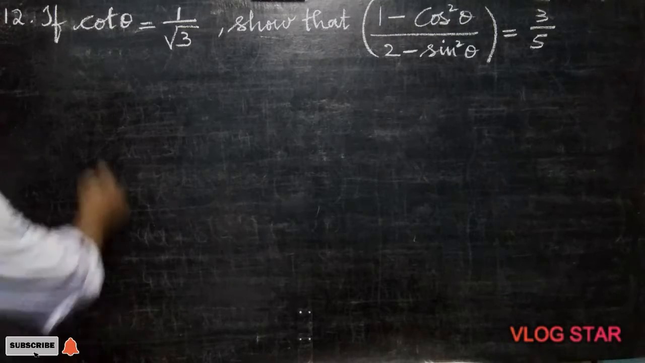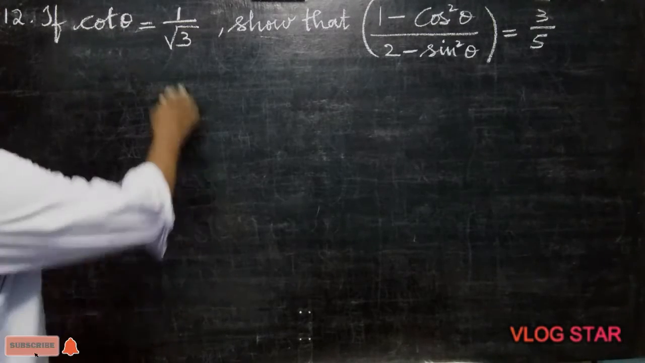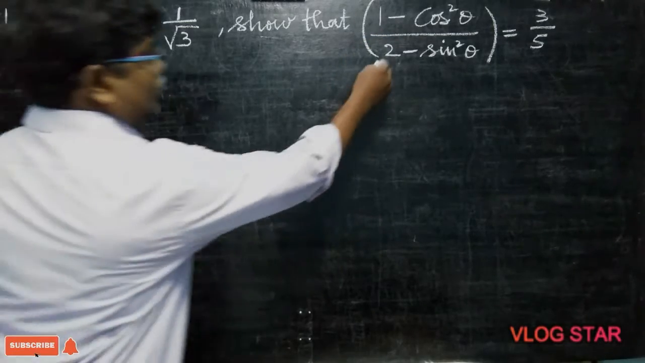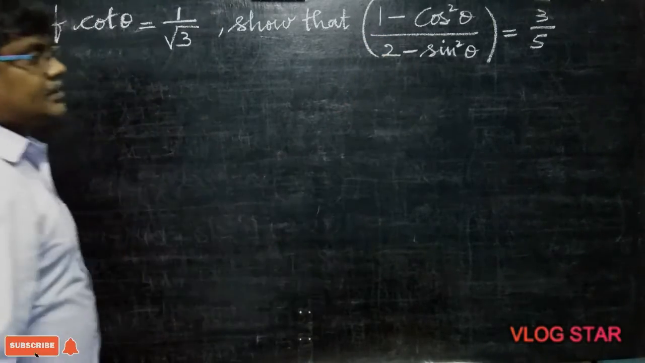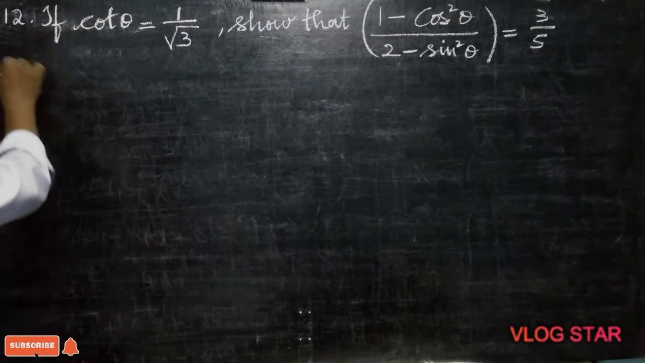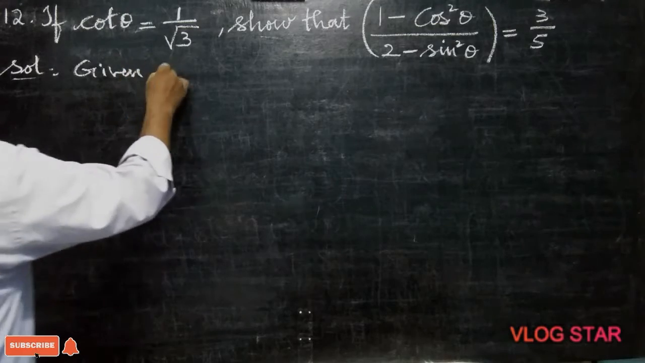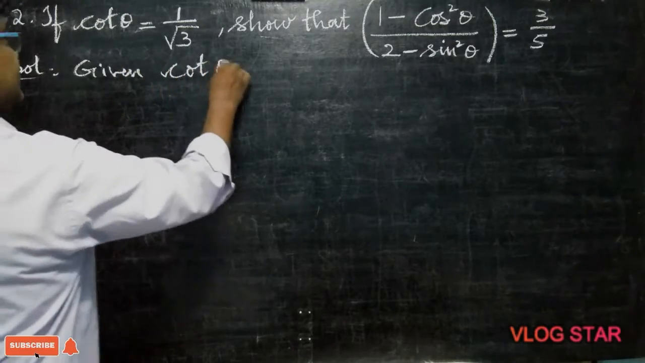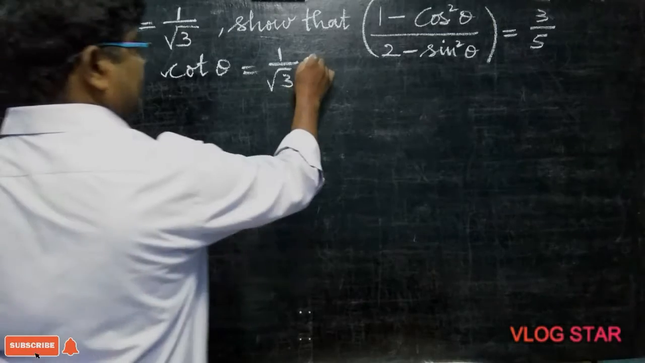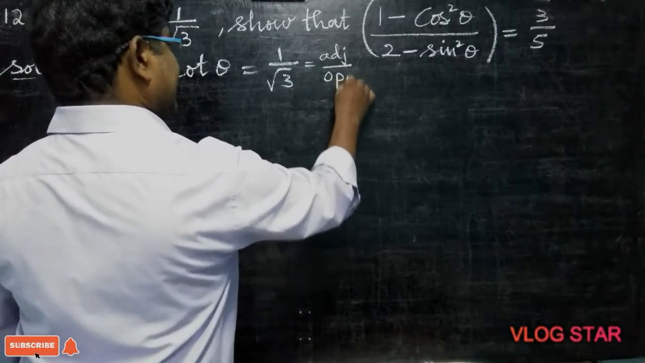12th problem. If cot theta is equal to 1 by root 3, show that (1 minus cos square theta) by (2 minus sin square theta) is equal to 3 by 5. Here they have given just cot theta. Cot theta is equal to 1 by root 3. We know what cot theta means? Adjacent side to theta by opposite side to theta.